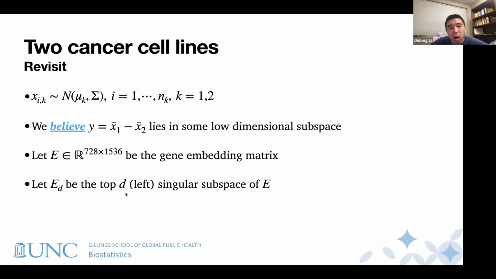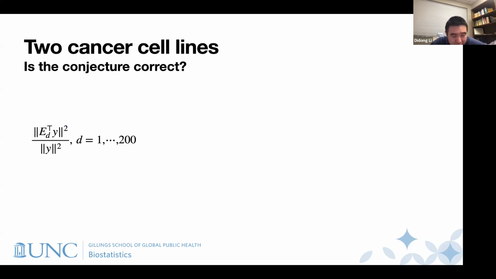Then we calculate the top D singular vector space. We call this E_D. And we claim that the difference of gene expression is close to this E_D, which is a crazy claim at first glance, where this D is some low dimension compared to the number of genes, which is 700. I wouldn't say it belongs to it exactly; I would say it lies in or lies close by. So how to validate this conjecture? We can do some real data analysis.